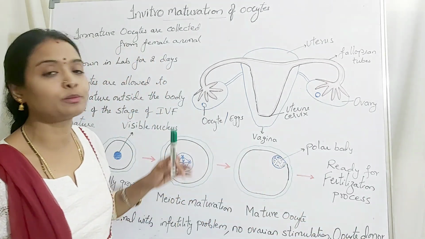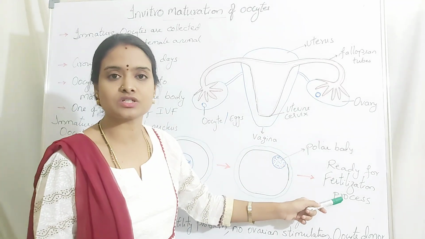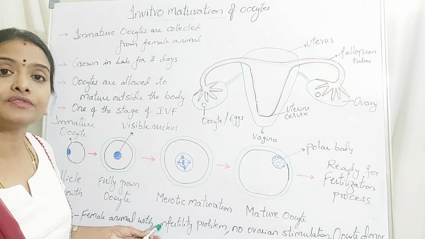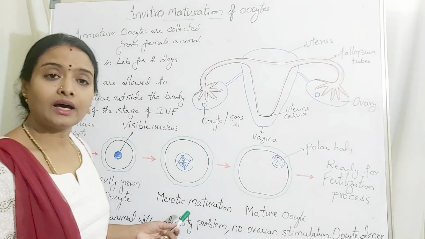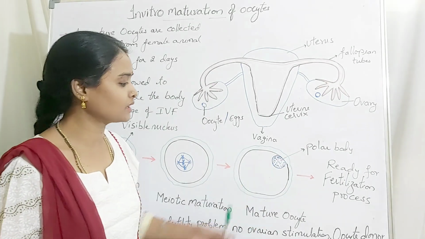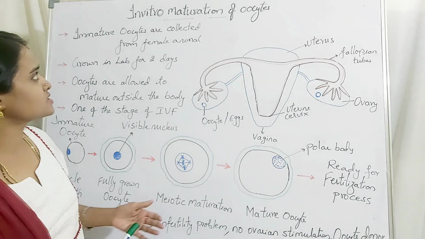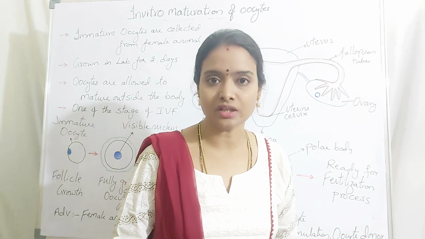Those oocytes will be matured in the lab, allowed for fertilization and then implanted into the female who has the infertility problem. Then that animal can become pregnant and give rise to its offspring. Is that clear? So this is the in vitro maturation of oocytes. We'll continue in the next class.